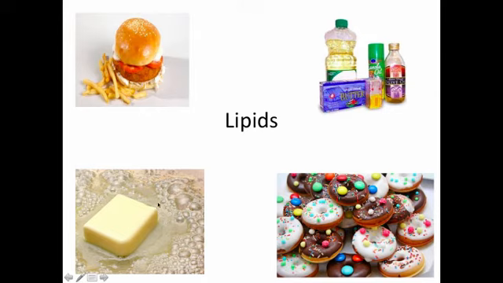Things that contain fat as well are things like some meats, which contain a fair amount of fat. Things that are cooked in fat, like French fries. And then we have things that are just totally made up of fat and fried, which would be your lovely little donuts.